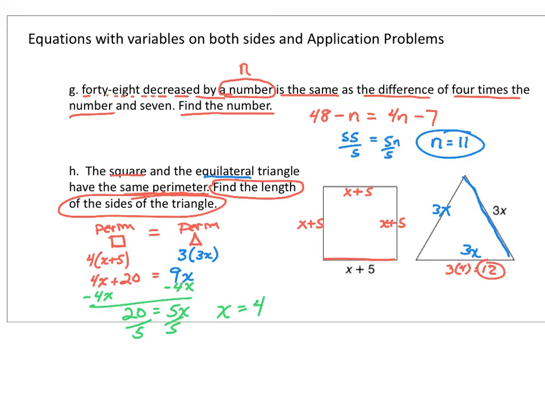You could check your answer by putting 4 in place of the x in the square also, and that would be 4 plus 5, and that would be 9. That perimeter would be 4 times 9, or 36. This perimeter would be 3 times 12, which is also 36. So the perimeters are the same. But the question answered is the side of the triangle is 12.